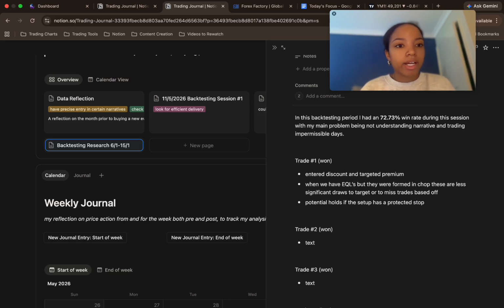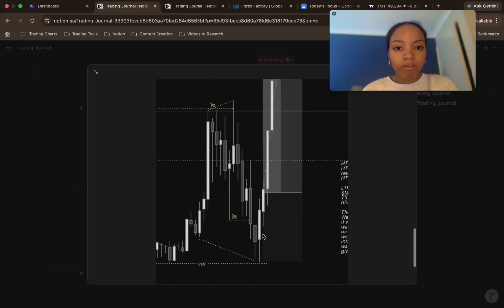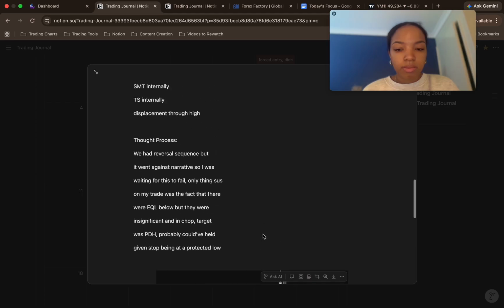Protected stop being like a turtle soup or an SMT at a low, because you can see here we've put in an SMT and we've swept the liquidity there, so that's where my stop is. So I could have held for 40 points to previous day high.